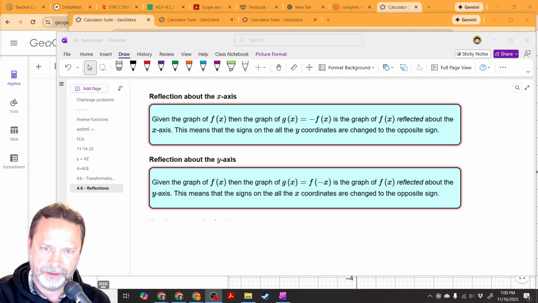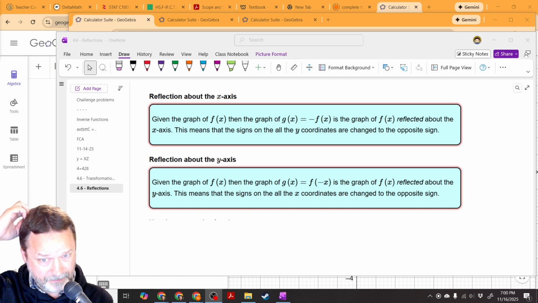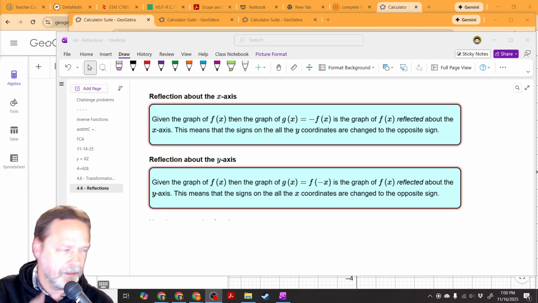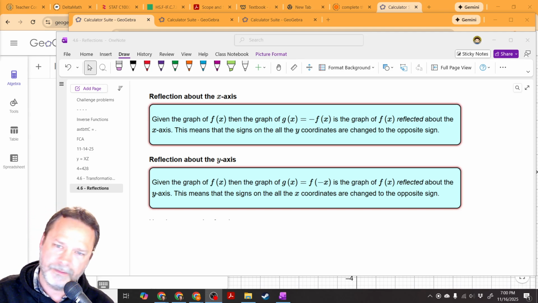Powers Teaches Algebra. Today, we are not talking about vertical or horizontal shifts as we have been, but instead, we're talking about what you see on my screen right now. We're talking about reflections. Reflections about the x-axis, reflections about the y-axis. Those are the two rules. You can memorize them if you want. They're very easy to memorize.